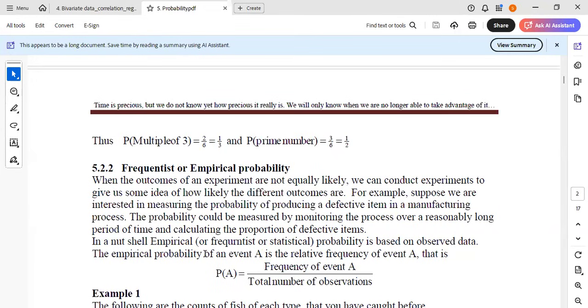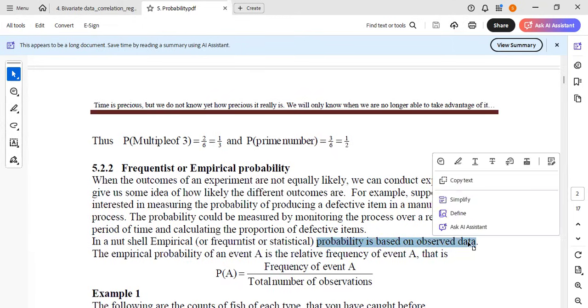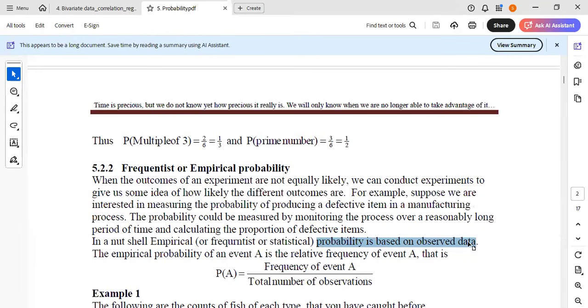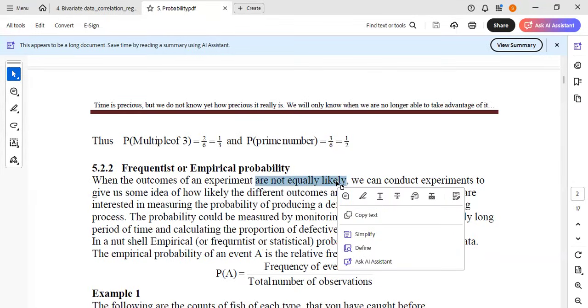So what do we mean? Probability is based on observed data. So we are saying that there are some outcomes that could have a high chance, unlike others.